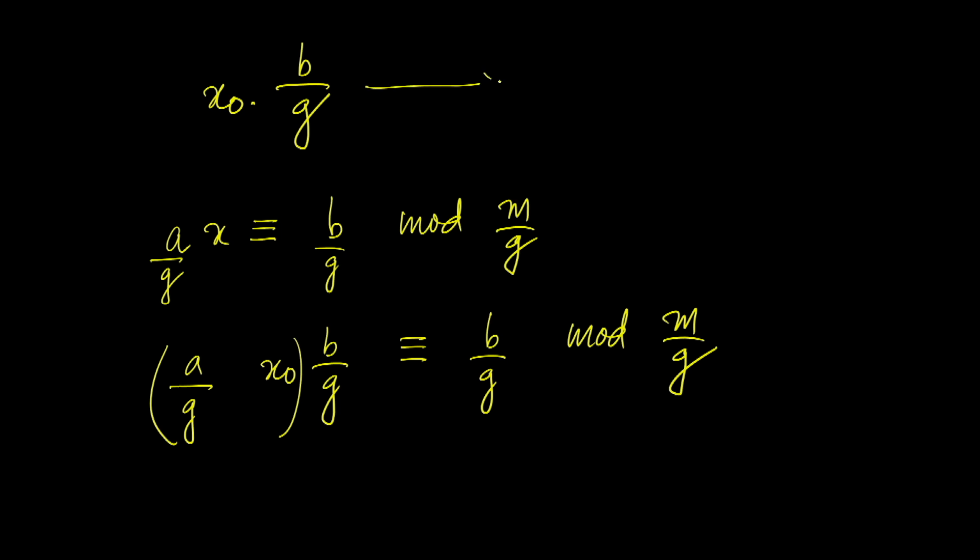Therefore, x naught times b by g is a solution of this congruence, A by g times x congruent to b by g mod M by g. So this is the only solution of that congruence in 0 to M by g minus 1. And every solution to that congruence would be x naught plus t times M by g.